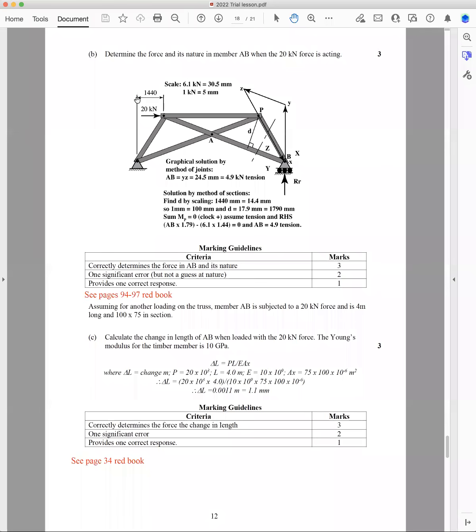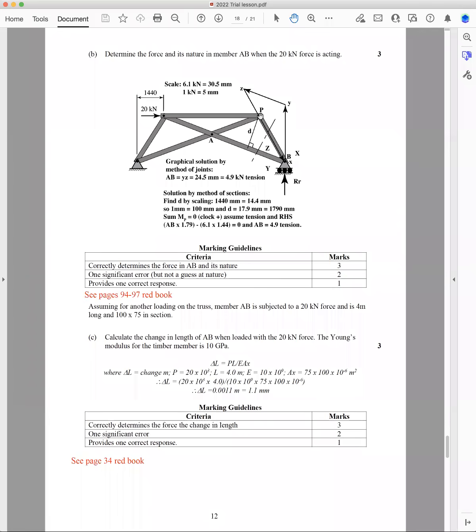I've put my rule on that, and I found that distance on the exam paper to be 14.4 millimeters. So I've got 1440 millimeters equals 14.4, so I've got a ratio of 1 millimeter equals 100 millimeters. And so I've just put my set square on there. I've worked out what that distance is there. It's 17.9, and so you multiply that by 100. So using these values, that distance there works out to be 1790 millimeters.